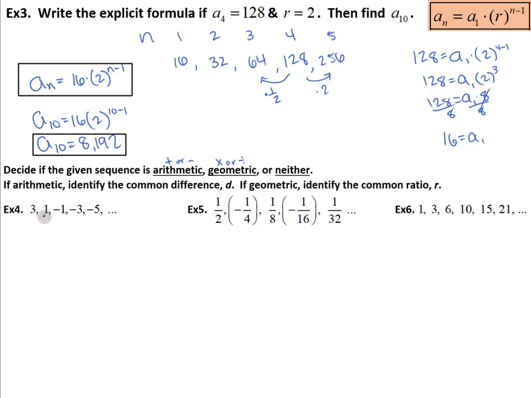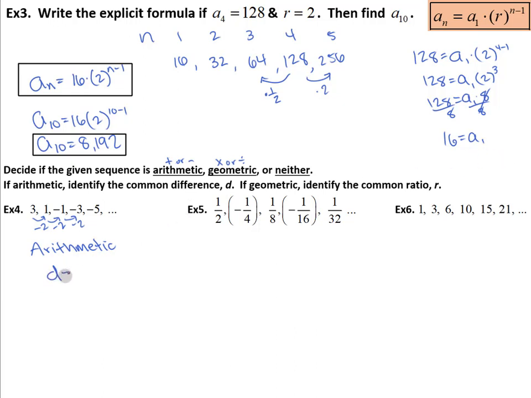Here, it looks like my values are going down. So I'm thinking maybe in terms of subtraction, that's down 2, that's down 2, that's down 2. They're subtracting over and over again. This is arithmetic. Now it says if it is arithmetic or geometric, find the common difference d or the common ratio r.